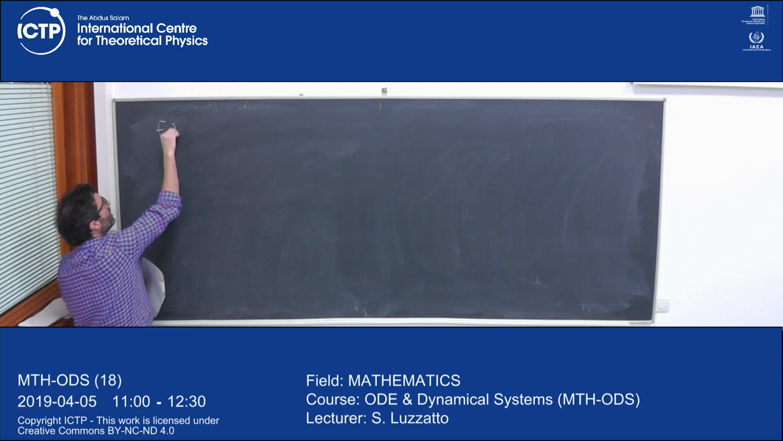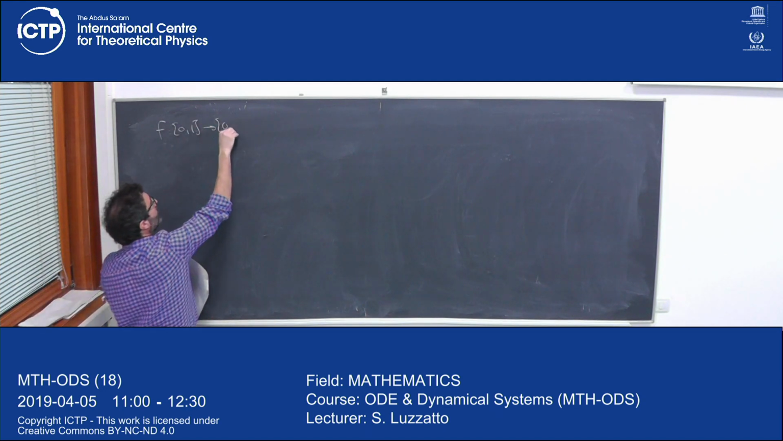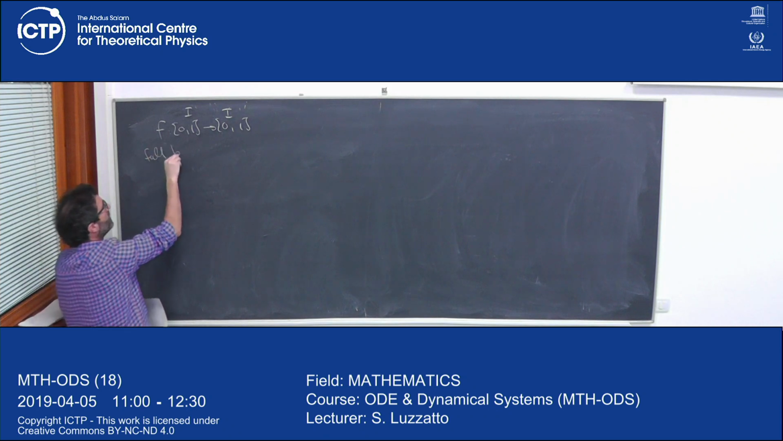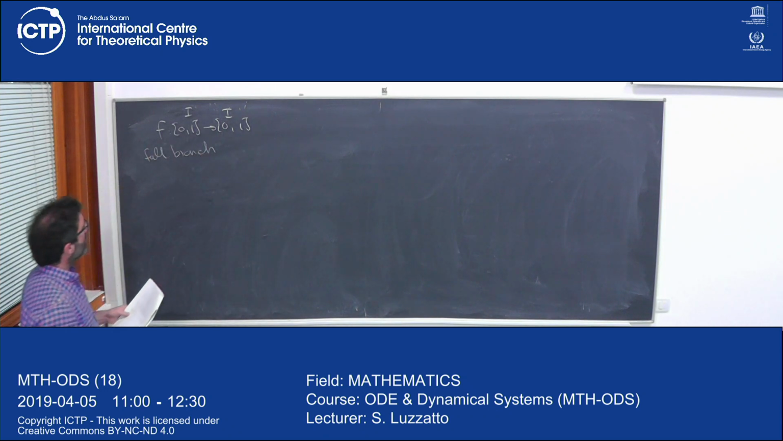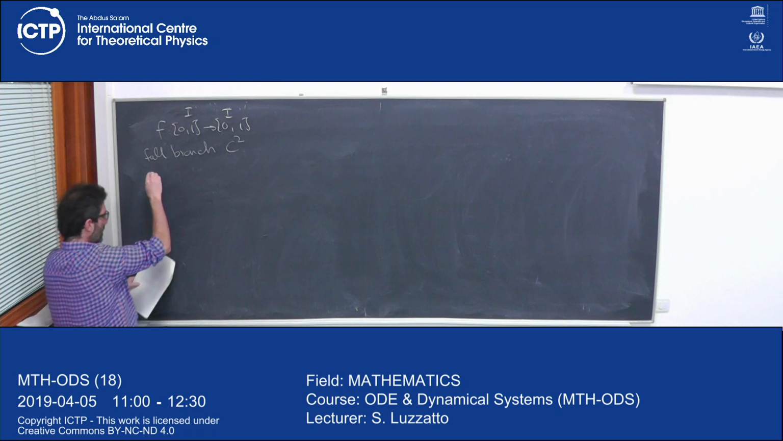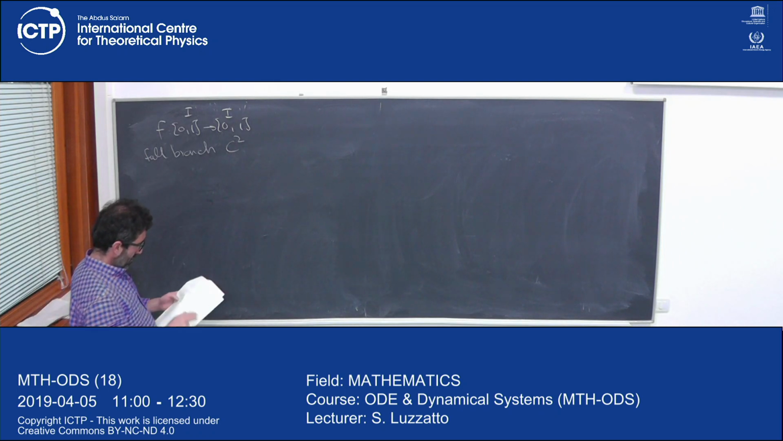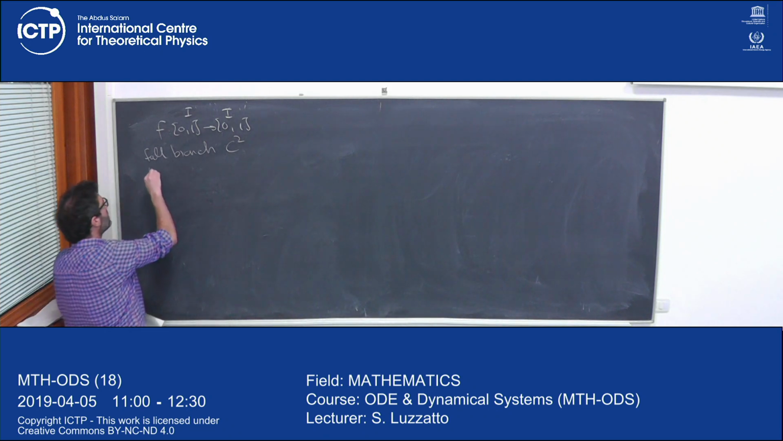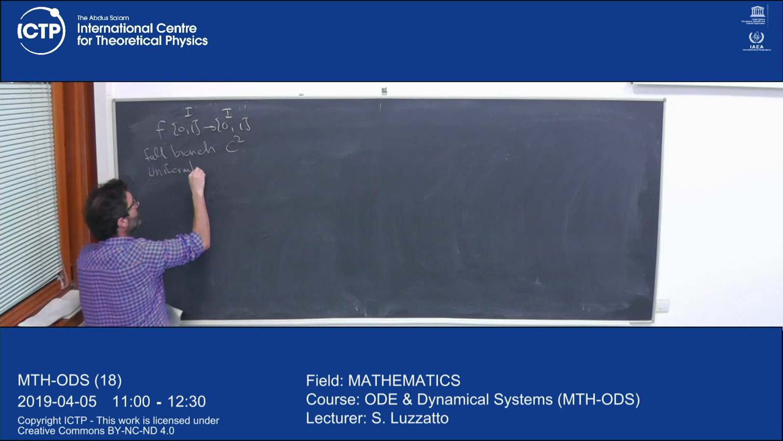In analysis, we have a map of the interval [0, 1]. Sometimes I just write I. Okay, we have full branch, C2, and with uniformly expanding.